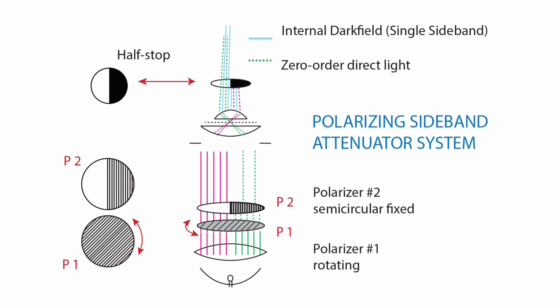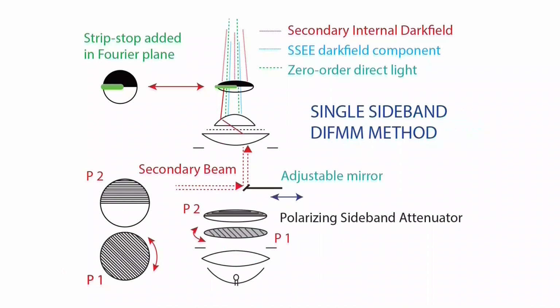The half-stop systems can be adapted using a polarizing sideband attenuator system, using a rotatable circular polarizer and a fixed semicircular polarizer, both mounted below the stage to attenuate a semicircular sideband. The next figure shows a hybrid method that uses the strip-stop concept and its secondary illuminator to modify an SSEE microscope. Here, the dark field component is fully asymmetric.